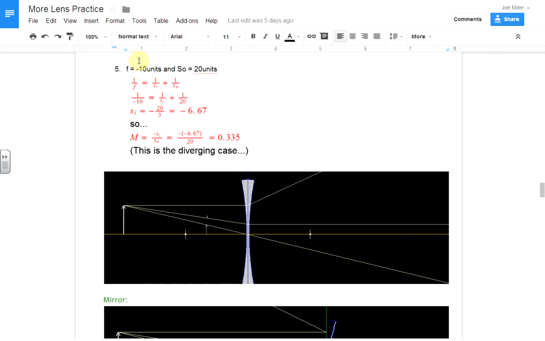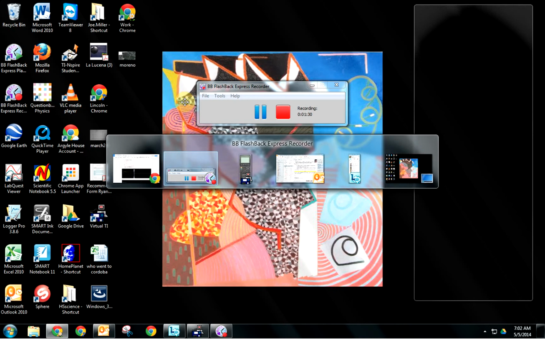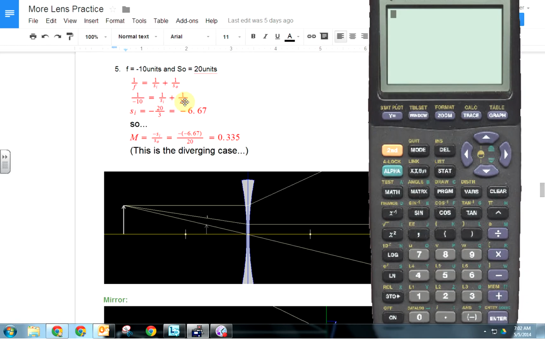So F is negative 10 units. SO is 20 units. We get to use all the same equations. That's not a problem. So we go ahead and 1 over F equals 1 over SI plus 1 over SO. And we plug in what we know, and we solve for SI. And what I'd like to do is just show real quick on the calculator how we would do that.